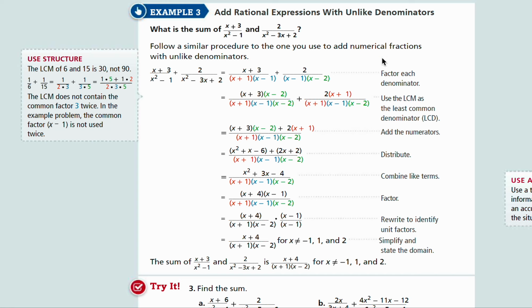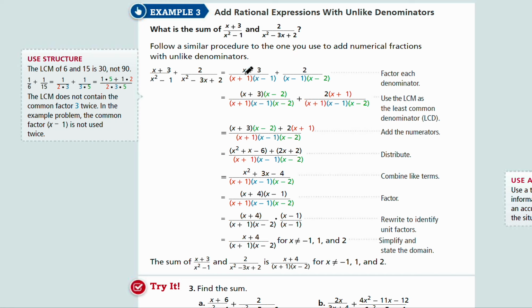And so your LCM is going to be the different factors, each with the highest degree of power. So here you have x minus 1 and x minus 1 repeated. We're just going to multiply x minus 1 once though, because the highest power would be just 1. So x plus 1 times x minus 1 times x minus 2 would be the LCM.